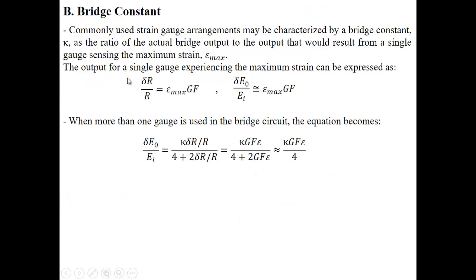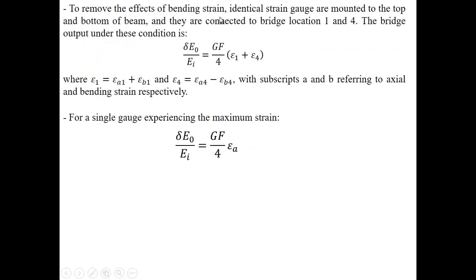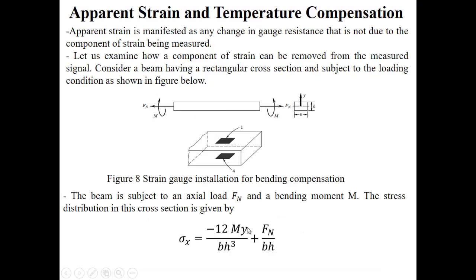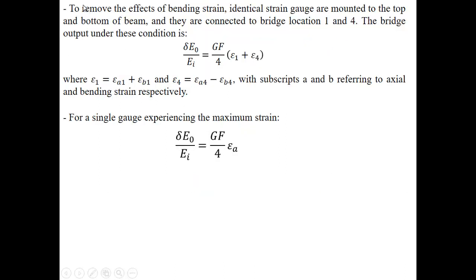To remove the effect of the bending strain, identical strain gauges are mounted to the top and the bottom of the beam. If you can see from the graph, the strain gauges are put up and down on the structure of the beam. Why? Because they want to remove the effect of the bending strain, and they are connected to bridge locations 1 and 4. The bridge output under this condition is like this.